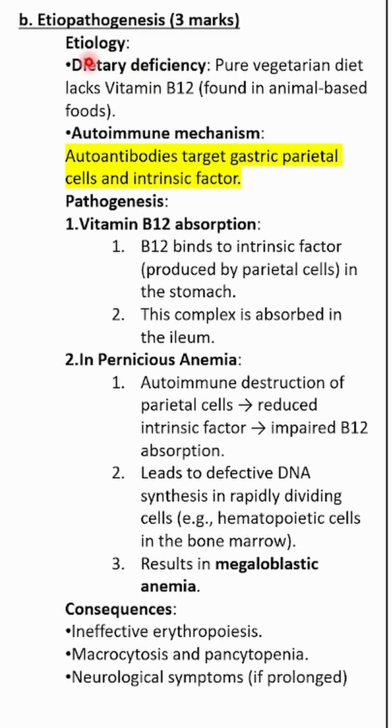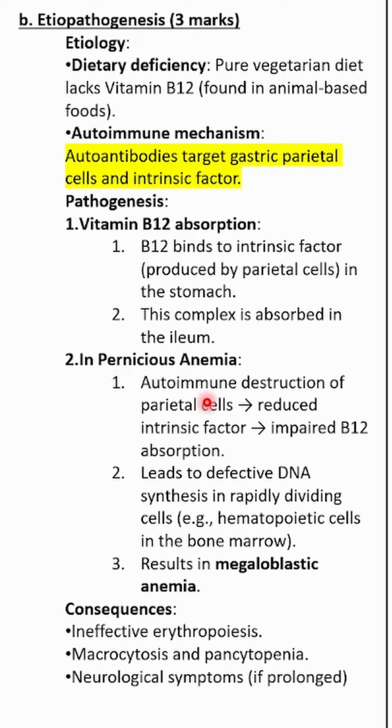First, in etiology, we have dietary deficiency. If the person is not taking in sufficient vitamin B12, then there is the autoimmune mechanism. If the autoantibodies are targeting the parietal cells, which are responsible for producing intrinsic factor and, in the end, for absorbing vitamin B12. Vitamin B12 binds to intrinsic factor produced by the parietal cells, and this complex is absorbed in the ileum. But this is not happening in the case of pernicious anemia.